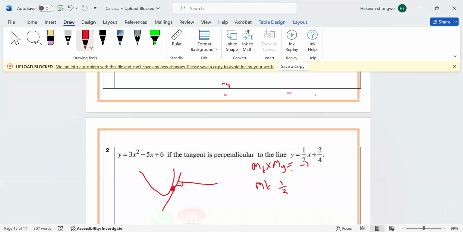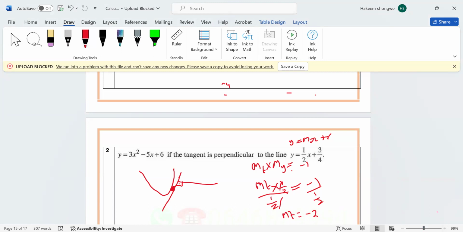y equals half x plus 3 over 4 can be written as y is equal to mx plus c. So in place of m we get half, because my m is half. So mt multiplied by half is equal to -1. To cancel a multiplication, you cancel it by division, so we divide by half, and this cancels this. I'm left with mt is equal to -1 divided by a half, which is -2.